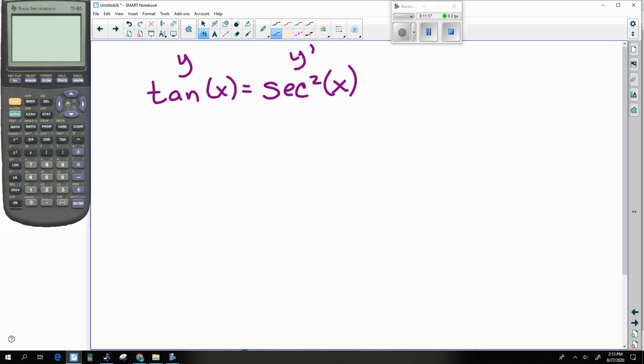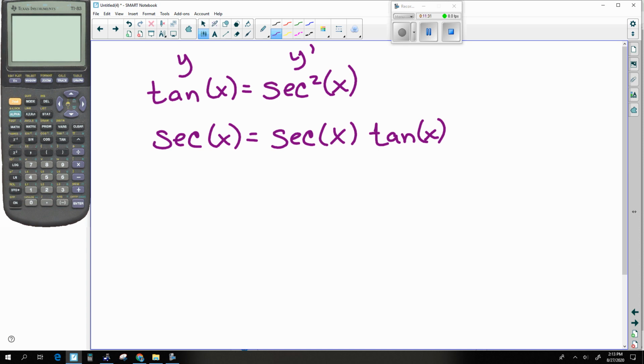Let's go with secant. This is the next logical step. Secant is equal to secant tangent. That's easy. So again, secant goes to secant tangent. Tangent goes to secant squared. Secant goes to secant tangent. So that's pretty much what you need to know.